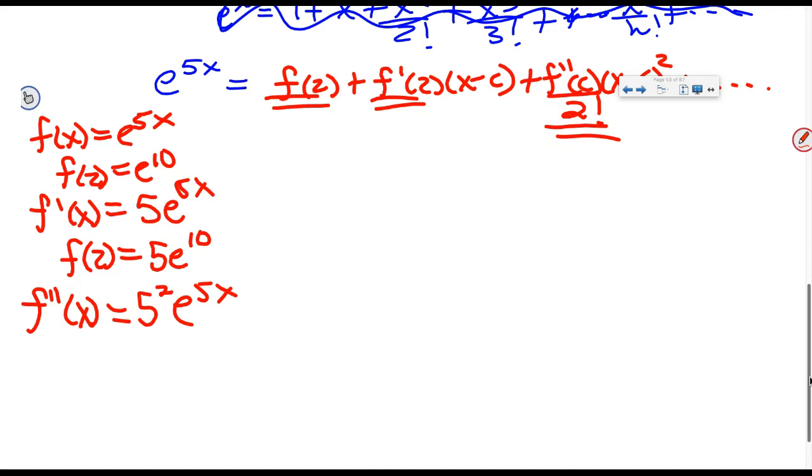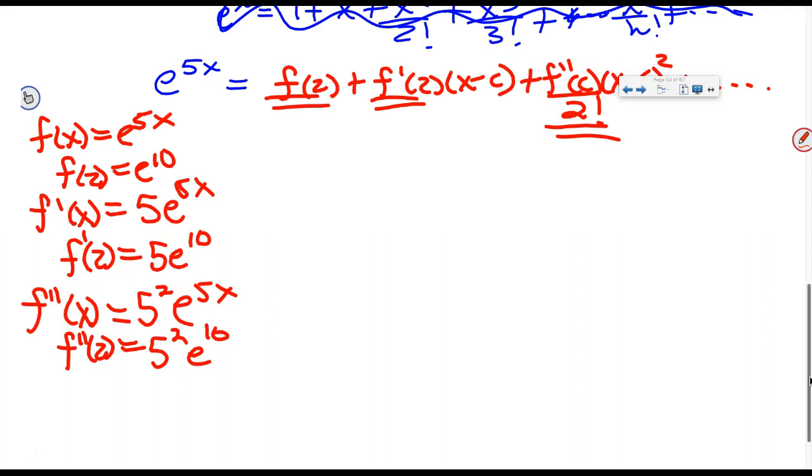When we write the nth term, when you see like a 625, you maybe don't realize that that's 5 to the 4th and it's 5 to the 2n or something like that. So I would leave them beefy like this. In particular, at 2, f double prime of 2 is 5 squared e to the 10th. Now, anticipate what's going to happen when I do my third derivative. What am I going to get? 5 to the 3rd, e to the 10th. And my fourth derivative, 5 to the 4th, e to the 10th.